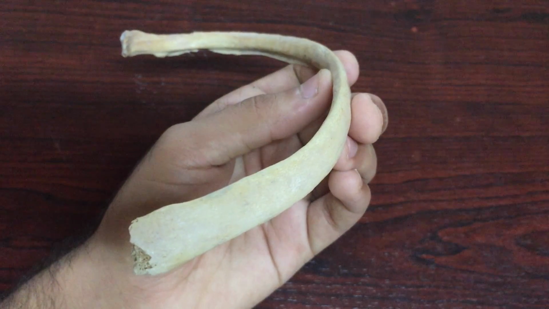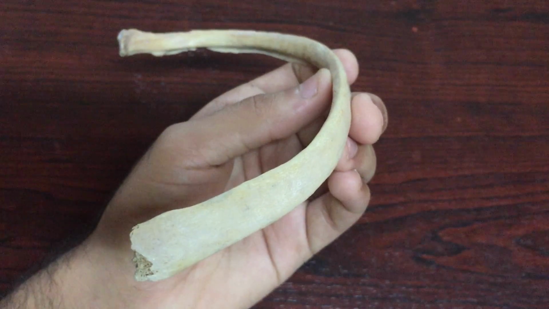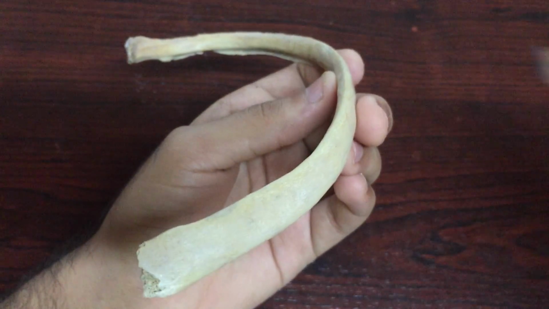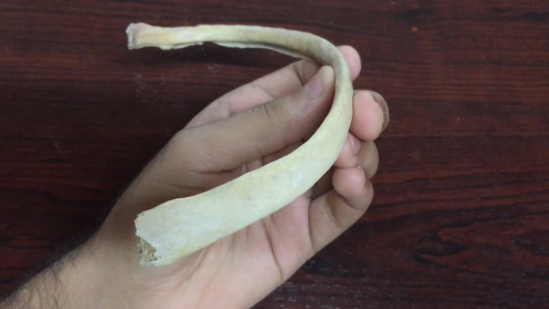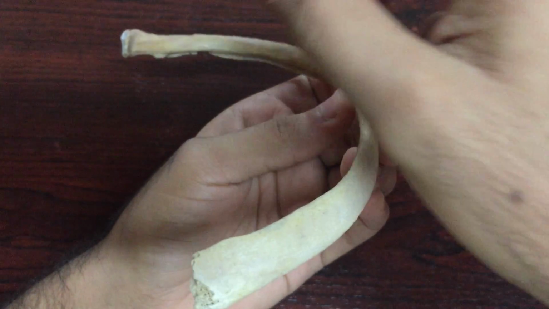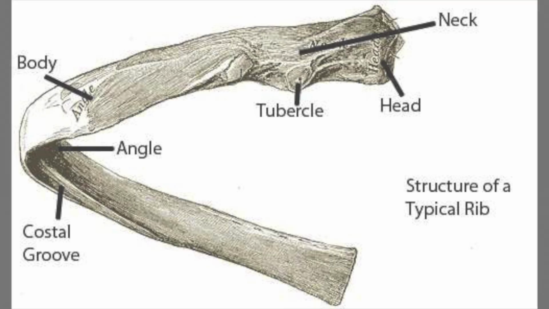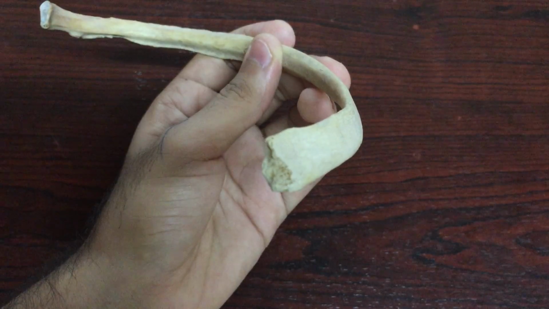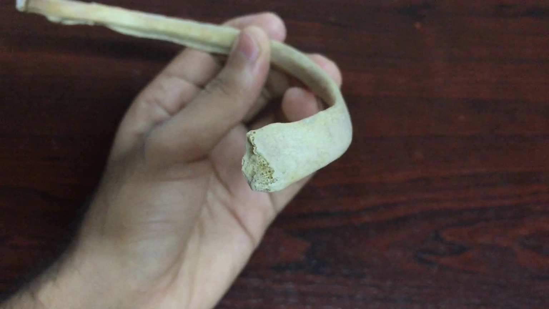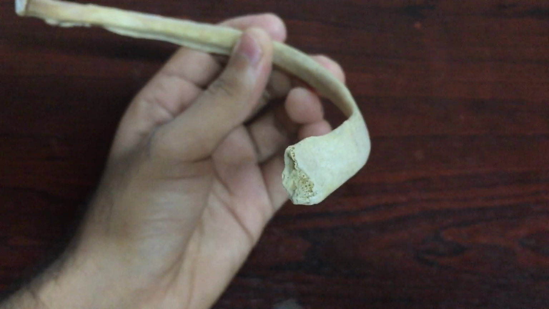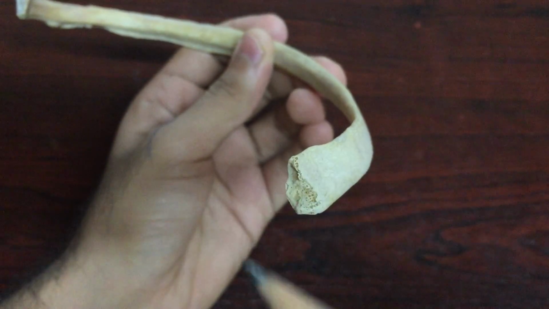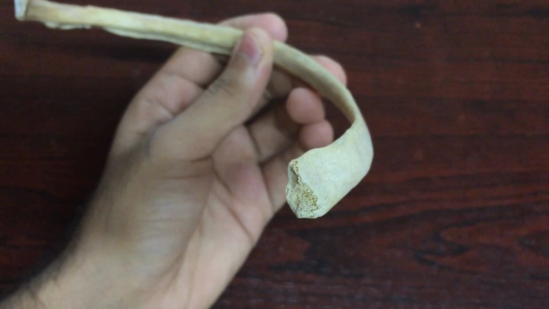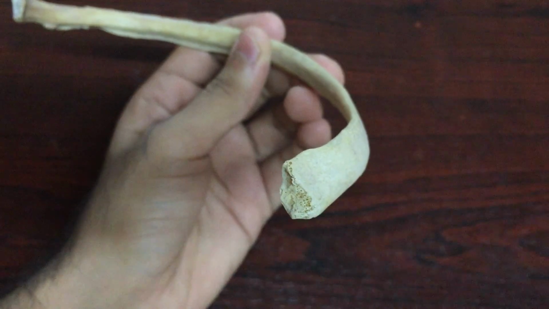Typical ribs involve the ribs numbered from the third till the ninth rib. It has an outer convex surface and two ends, an anterior end and a posterior end. The anterior end has a concave surface at its end which articulates directly with the costal cartilage but indirectly with the sternum.